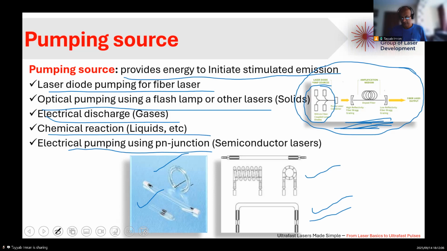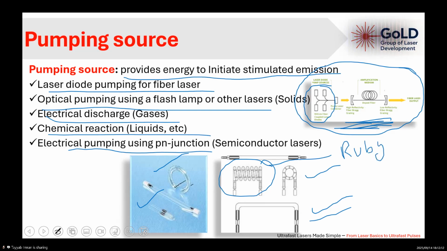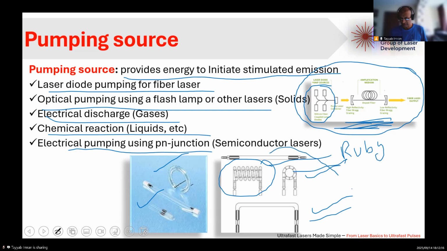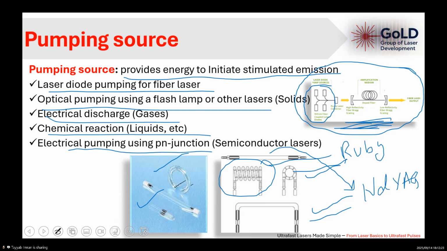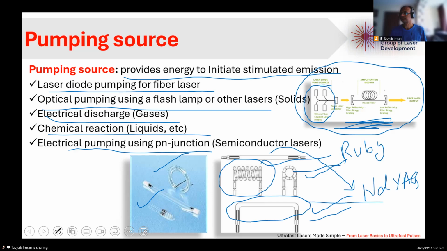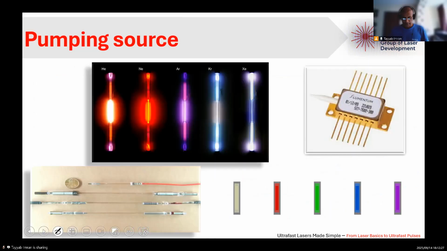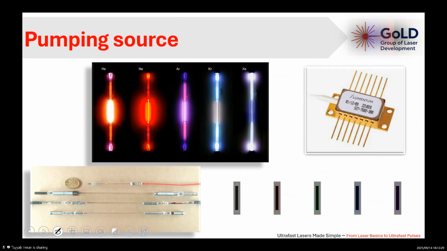This kind of flash lamp is used for the ruby laser. Same, this kind of flash lamp is used for the Nd:YAG laser. This one also. Here, you can see nice colors.